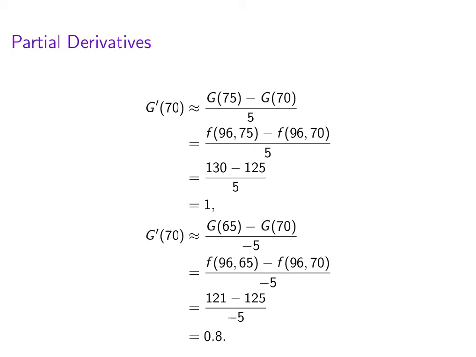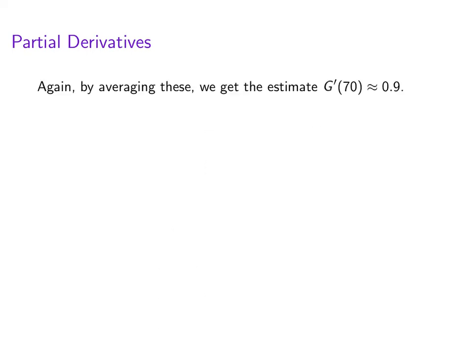Now we can do the same thing, but instead of using little h equals positive 5, we'll use little h equals negative 5. So G prime of 70 is approximately equal to big G of 65 minus big G of 70 all over negative 5. Plug all that in, and we end up with 0.8. And once again, in the same manner, we'll average the last two values, and we end up with G prime of 70 is approximately equal to 0.9.